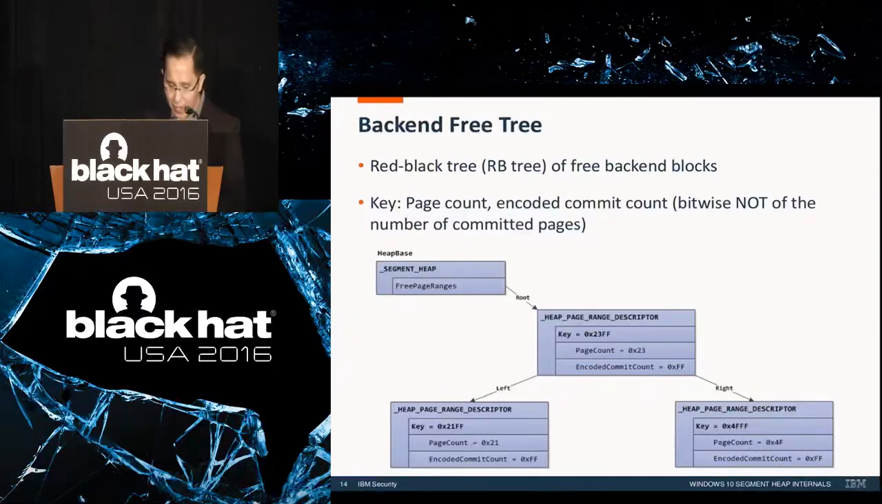The key is set up this way so that when searching for free backend blocks, a best fit search is done, and the most committed blocks are given preference. So in other words, if 2 blocks with equal size will fit the allocation request, the most committed block will be selected.